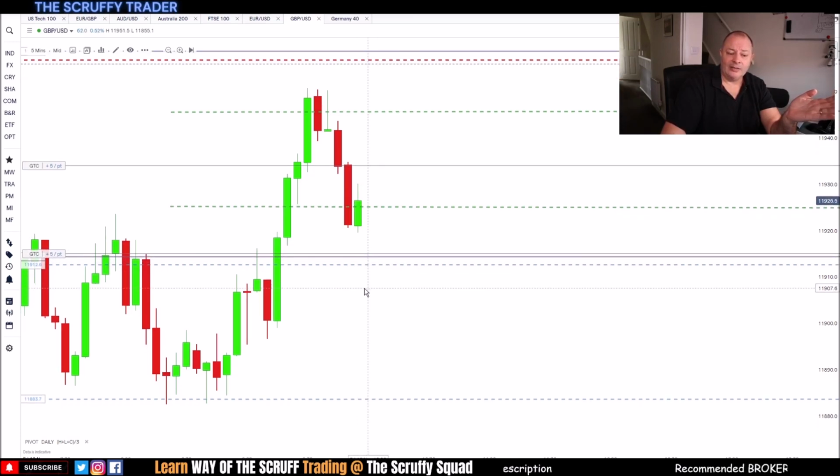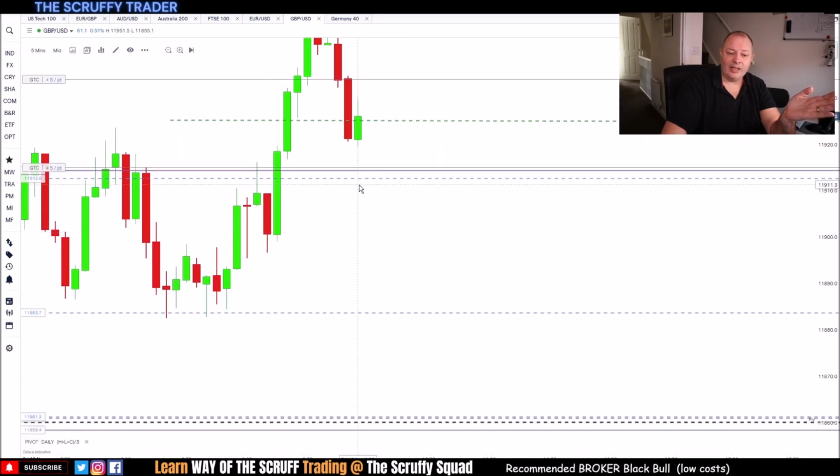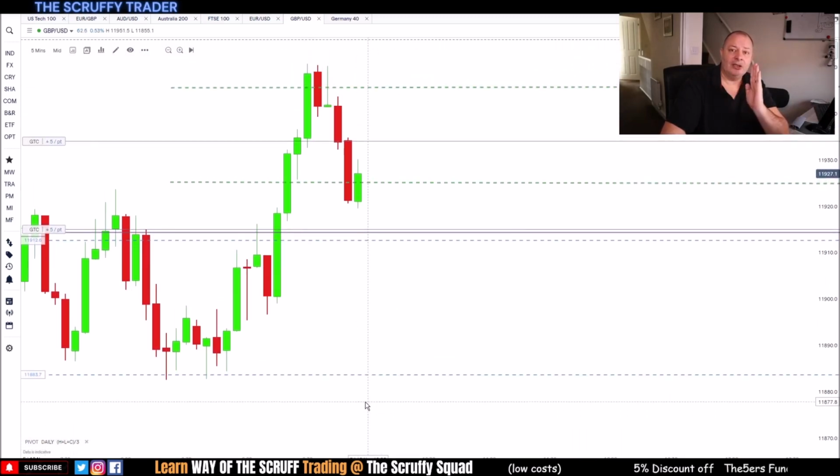Why is that? Well, we've got a fib and we've got a solid level sitting right here. And if it moves all the way down, it's going to find its way down onto this pivot. But as long as it's above this pivot, the pressure is that way. So that's the play. That's what we're going to do.